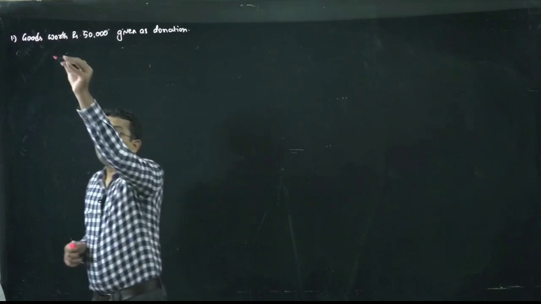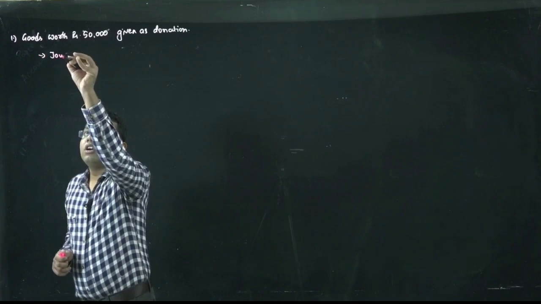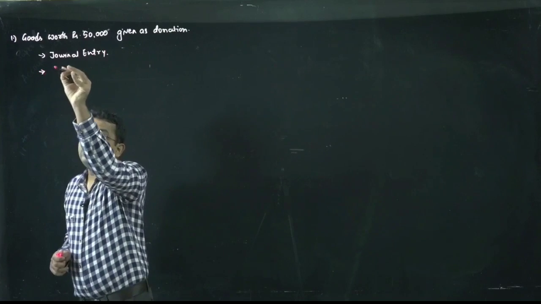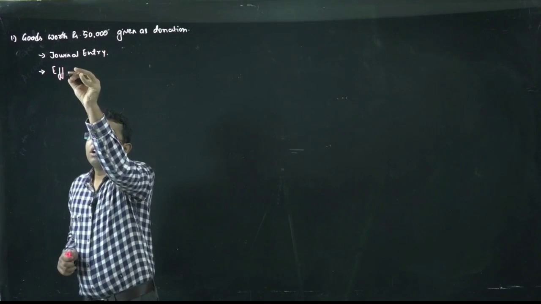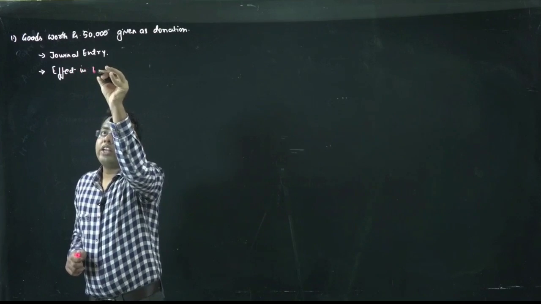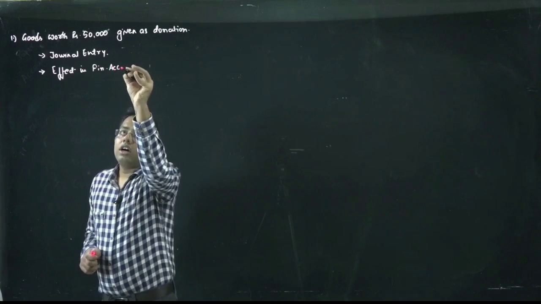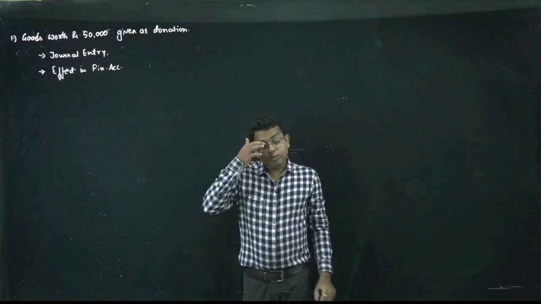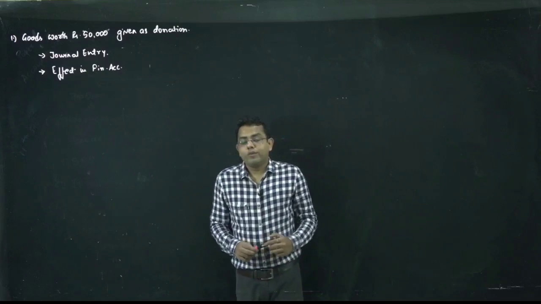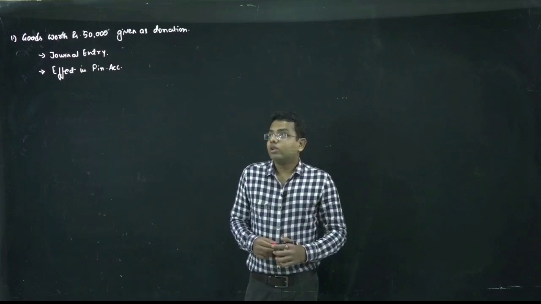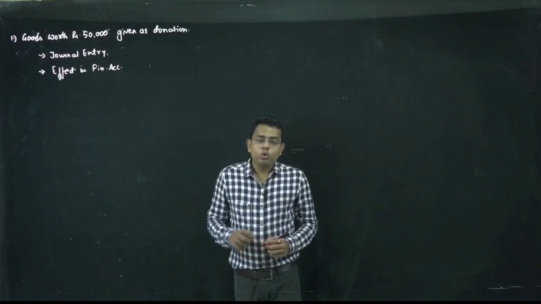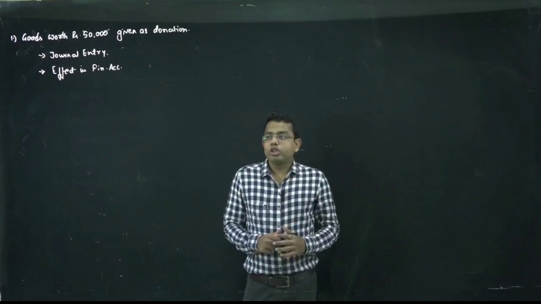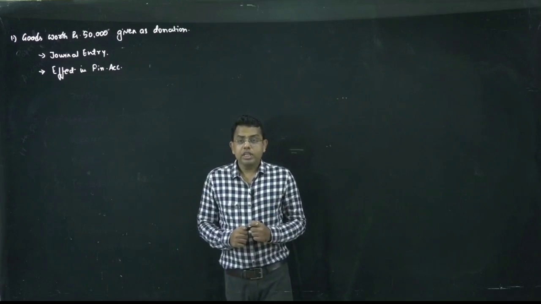Yes, I want answer to two questions. What shall be the journal entry for this, and what shall be its effect in final accounts? Yes, you need to answer two questions, that goods given worth rupees 50,000 as donation. A furniture dealer is giving 50,000 rupees of goods to a library as donation. What shall be the journal entry? Please give yourself 2 minutes and answer.